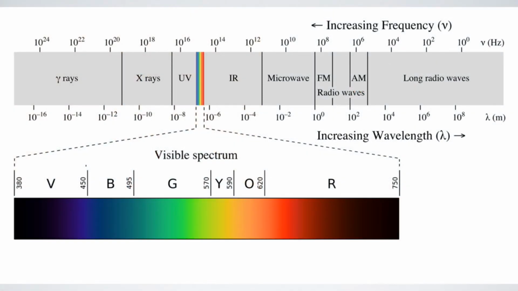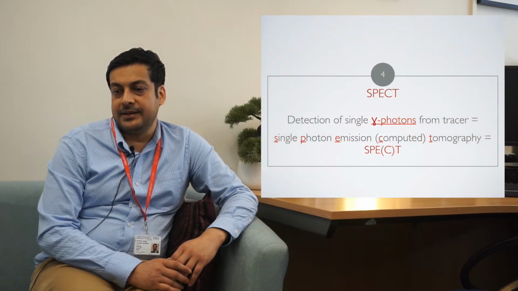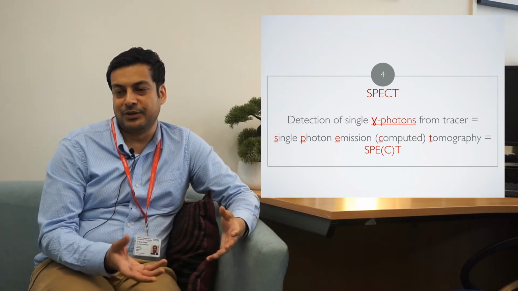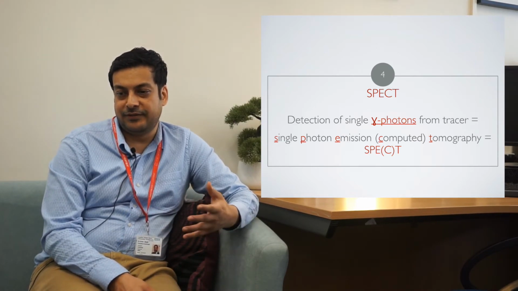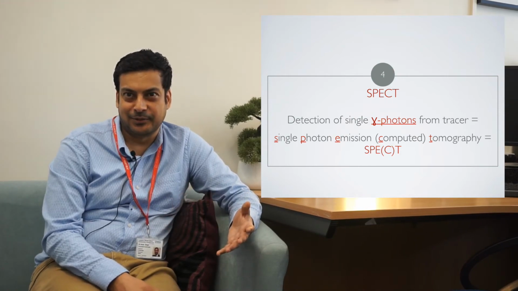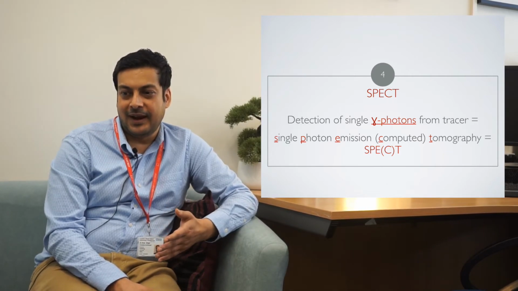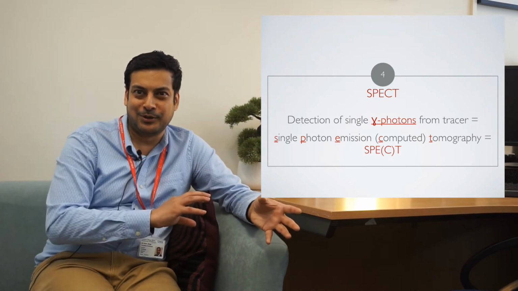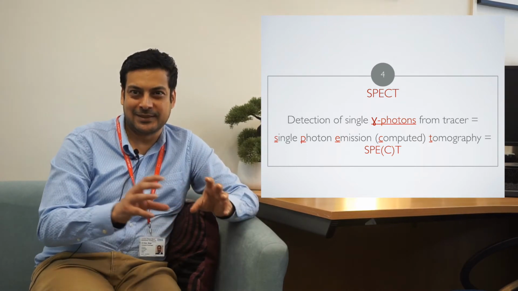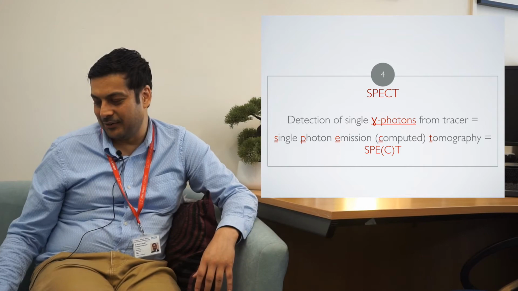If we look at where we are, in terms of gamma photons, you'll see on the diagram they're just to the left of X-rays. Gamma photons are much like X-ray photons, they're just at a different frequency. So let's go back to SPECT. We said direct detection of a gamma photon from the tracer, so it's called single photon emission CT. That's where the SPECT comes from. We are detecting the emission of a single gamma photon, and then we are computing all that information into a tomogram.